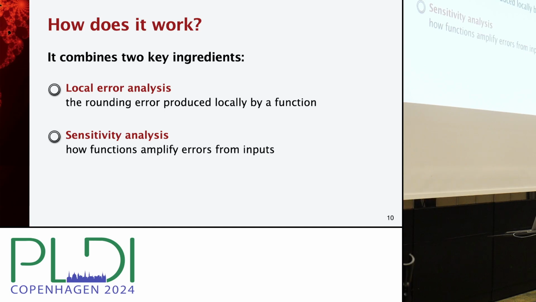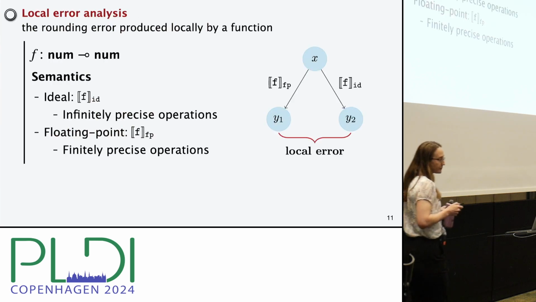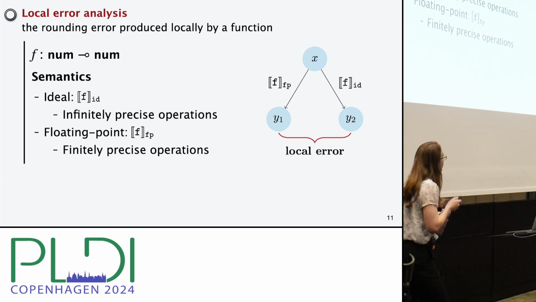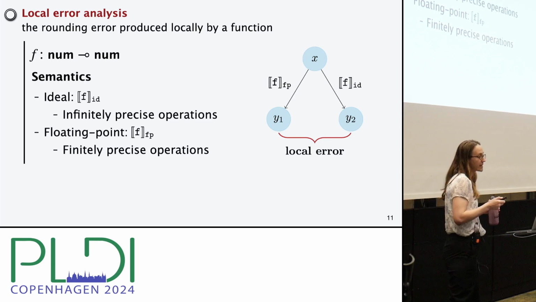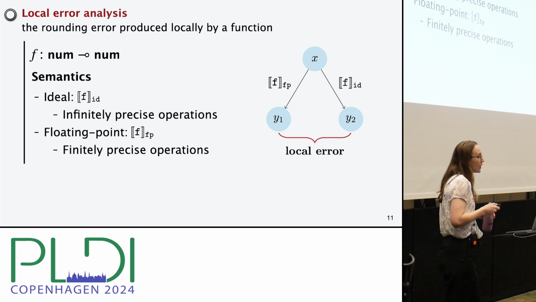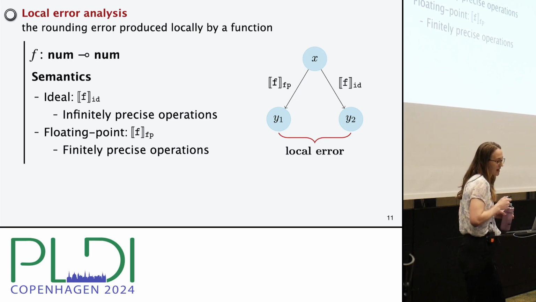Okay. So, to understand how a local rounding error analysis works, let's consider a function f here that takes a numeric value as an input and returns a numeric value. We can conceive of f as having two different semantics, and that's what this diagram here is supposed to show, so keep that diagram in mind.